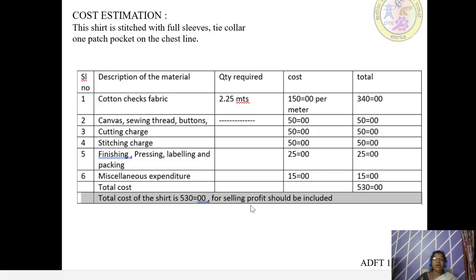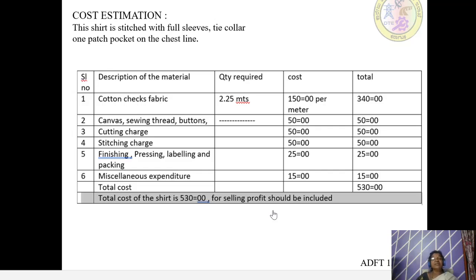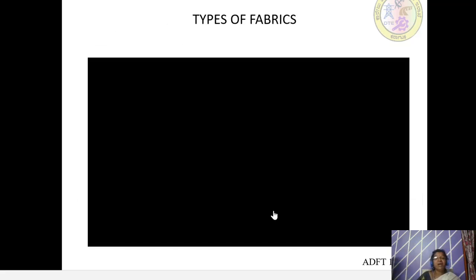For selling, we have to add some profit. Here we have understood in the first unit what measurements we required, what the style features of a tie collar full open shirt are, what the components are, what type of suitable fabrics we have to select, and what the trimming materials are. We also understood the estimation, that is, what the cost of the shirt will be. Then we will move on to one more video I would like to show.